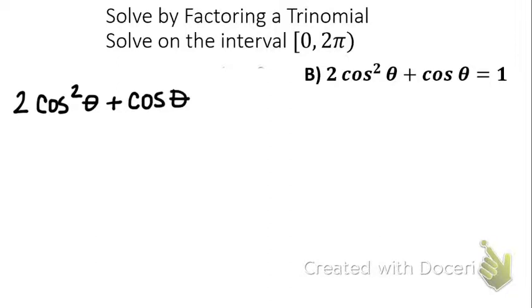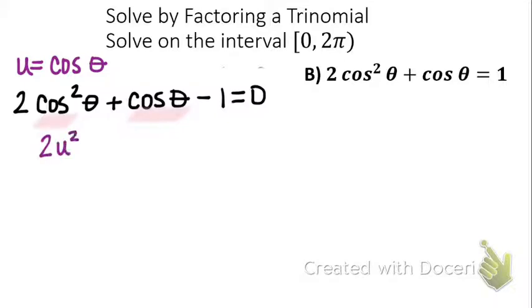Okay. So again, this is just me. I like to rewrite it. This is optional. You don't have to do this on the test. But I just like to rewrite it. So u equals cosine theta. So now we're dealing with cosine. So I'm going to rewrite this as 2u squared plus u minus 1 equals 0. All right, go ahead and factor and solve that quadratic.